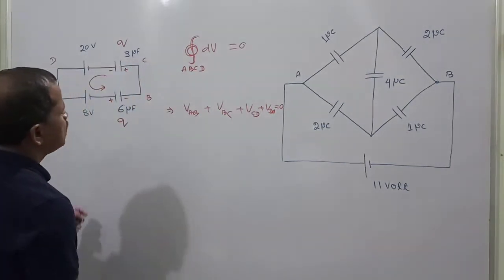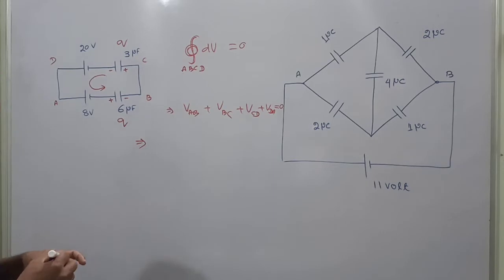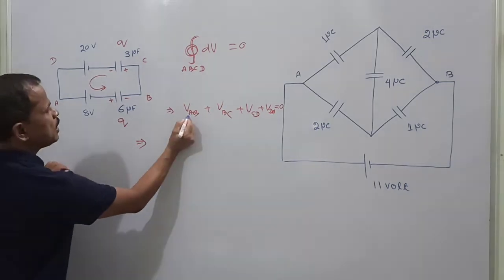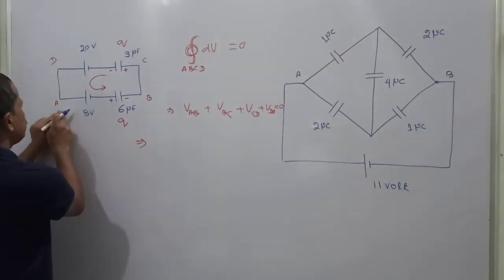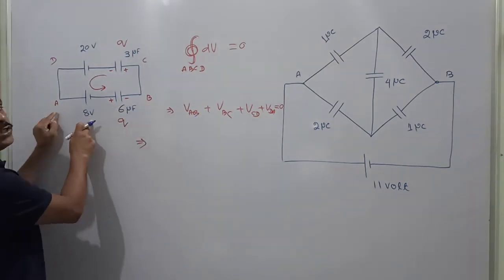Now in this case, let us start. What is the potential from A to B? Let us see who are the elements in A to B. You are going from first A, then B. So when you are going from A to B, first a battery is coming.